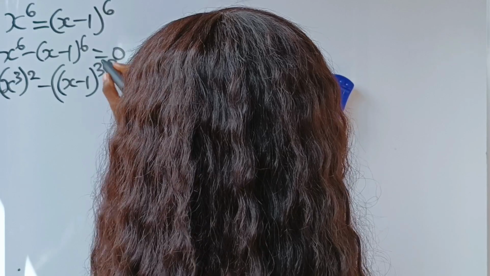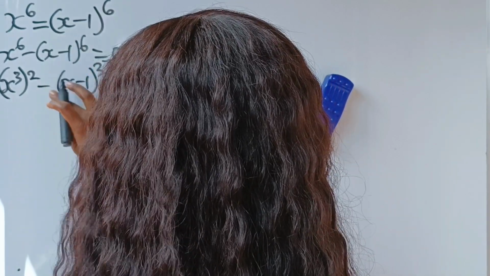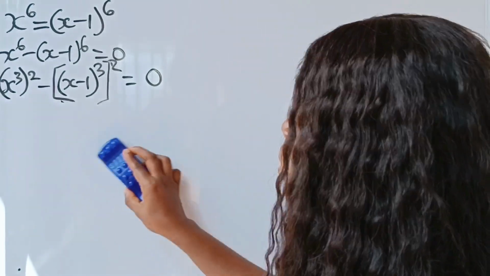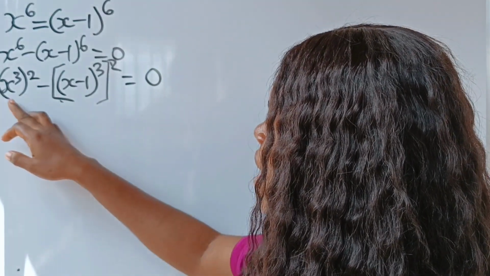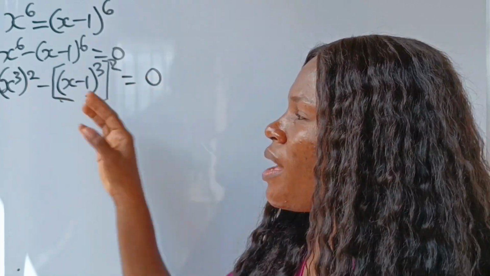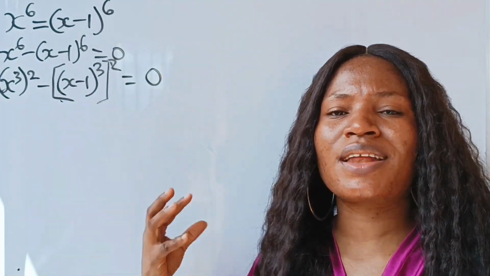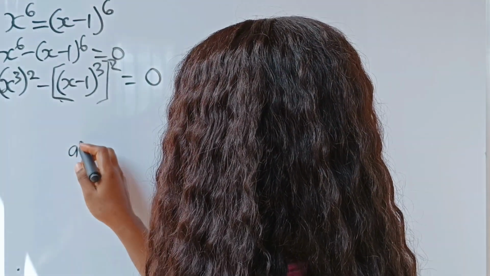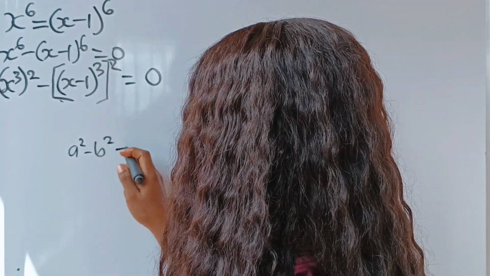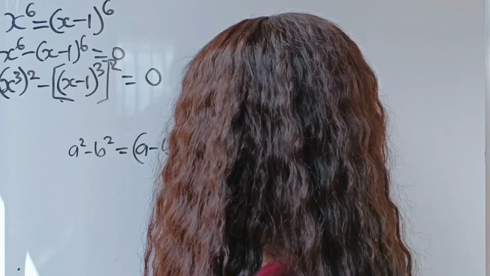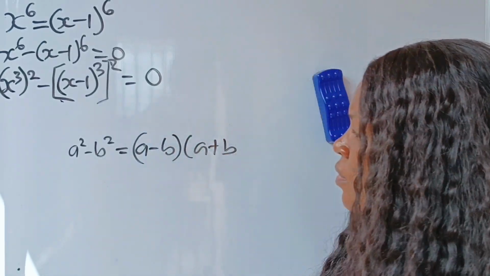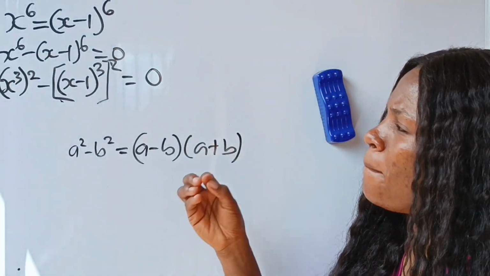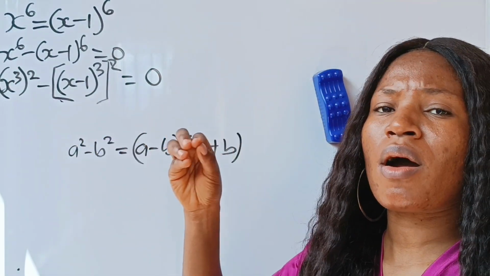Let's use block brackets here. Okay, so this is what we have. Now if you look closely, you will notice that we have a square and we have a square. That means this can be treated as a difference of two squares. So for us to do that, recall that a squared minus b squared is equal to (a minus b) multiplied by (a plus b). Now in this case, our a is x to the power of 3, and our b is (x minus 1) to the power of 3.